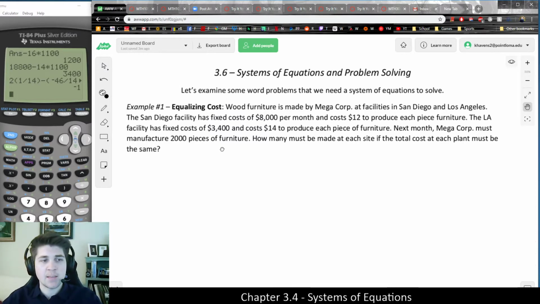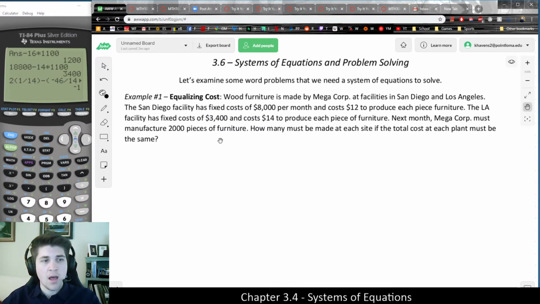So let's look at an example of equalizing cost, which in these problems, the goal is to make sure the costs at different places are the same, which is kind of where the system comes from. But let's just go ahead and read it. And step number one is to write a system of equations. Because technically, you could solve these sorts of problems, and we had some of these back in chapter one that you guys were able to solve. But if I can't write the equation, obviously I can't use my algebra.